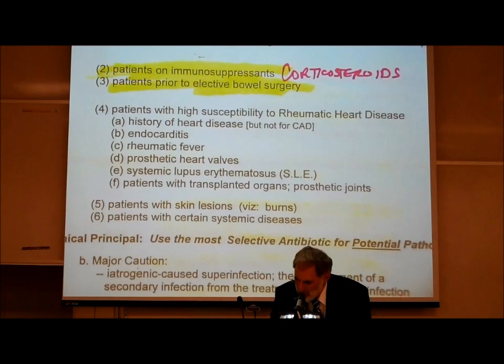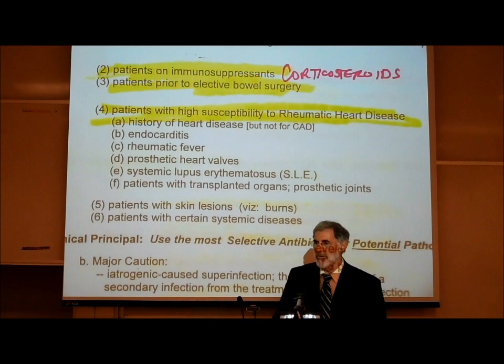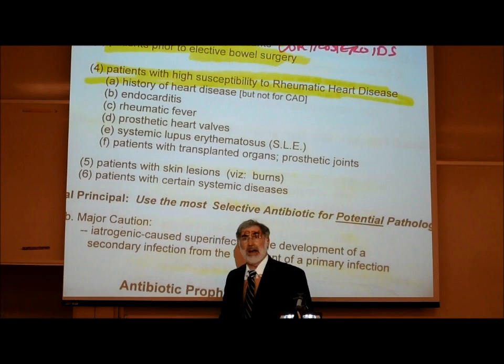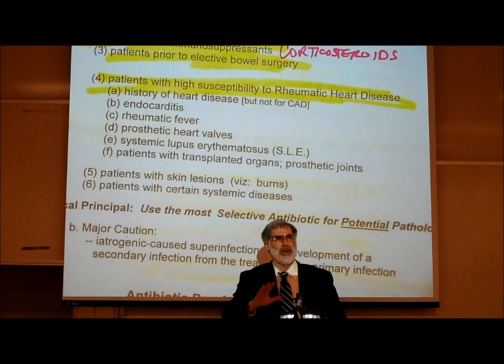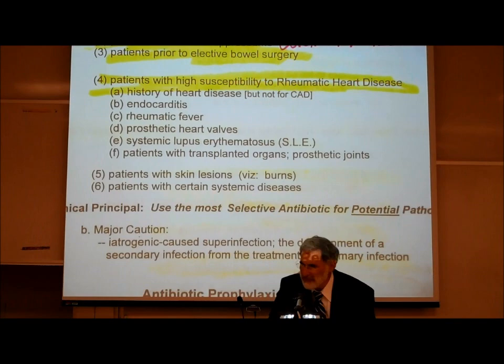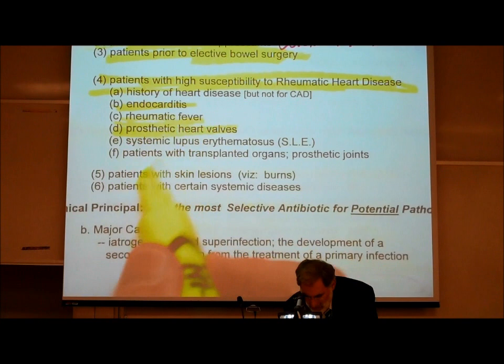Of course, we also know that in the past, they have given antibiotics prophylactically for those individuals who are prone to rheumatic heart disease. That's no longer required, although I think there are still dentists giving antibiotics for people with a history of rheumatic heart disease, but the American Heart Association and the law books no longer require that you give antibiotics prophylactically. I want to emphasize, though, that the concern for rheumatic heart disease includes endocarditis and history of rheumatic fever, prosthetic heart valves. It does not include coronary artery disease.